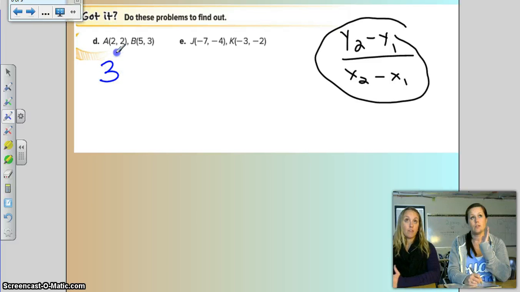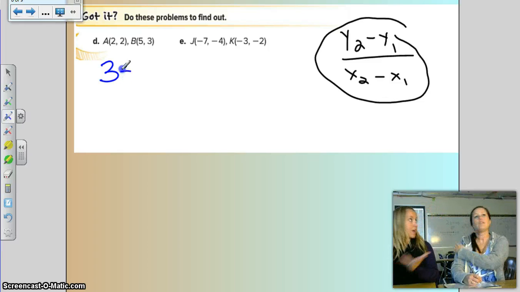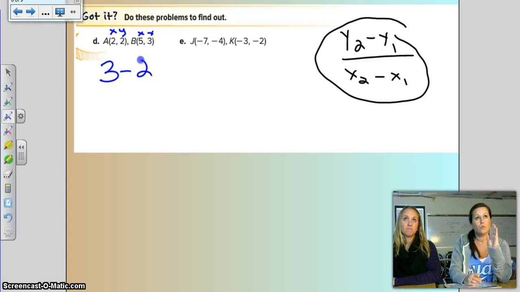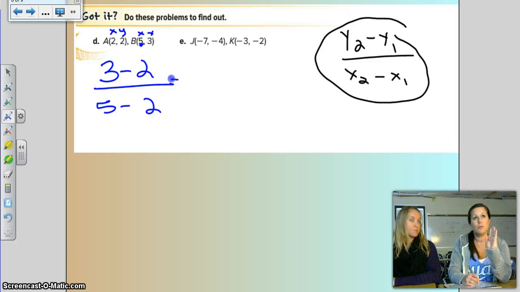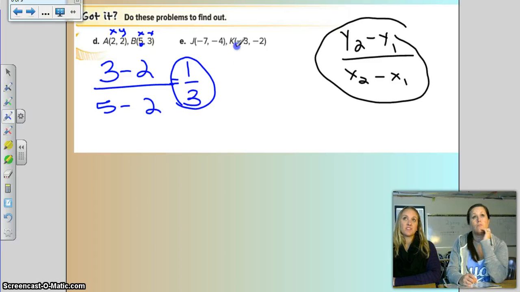Because alphabetically, y comes after x. What does that have to do with anything? Well, if you forget which one, x, y. And then this is x and this is y. So 3 minus 2 over 5 minus the other 2. So my slope here is going to be 1 over 3. Done. Good. Okay, let's look at this one.